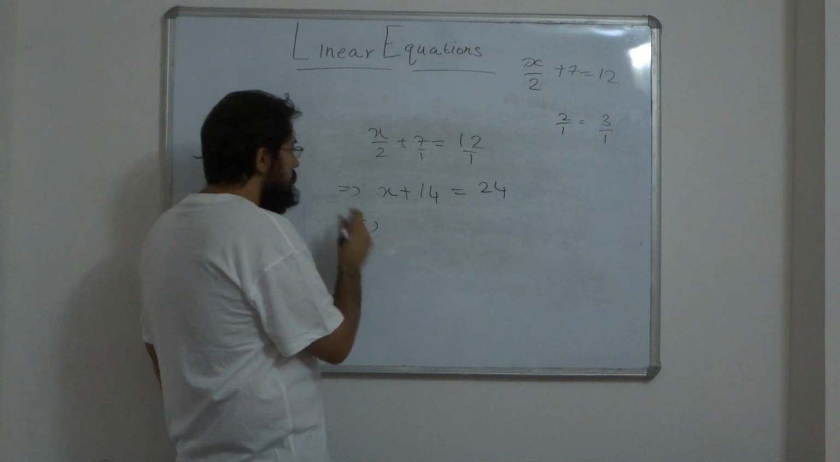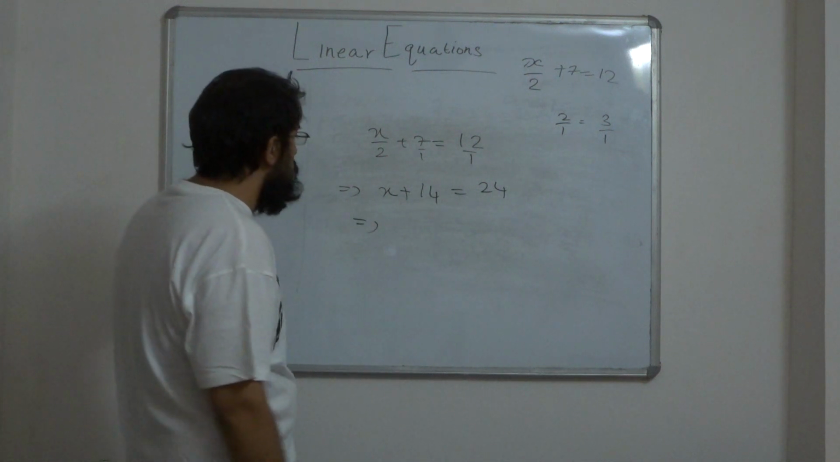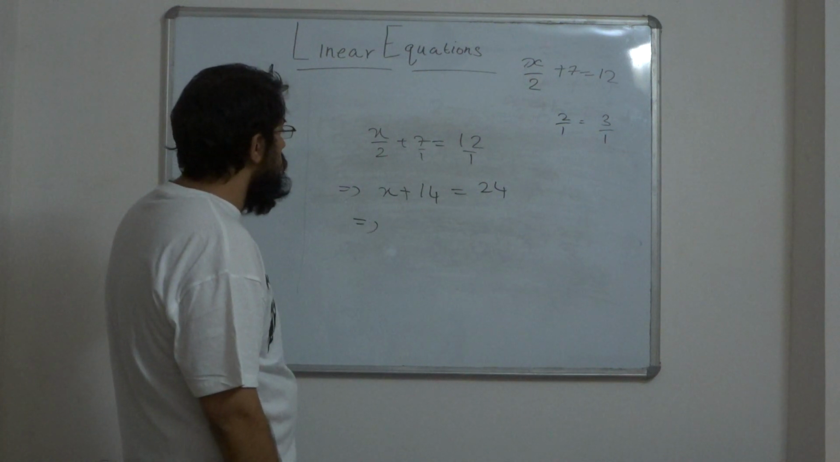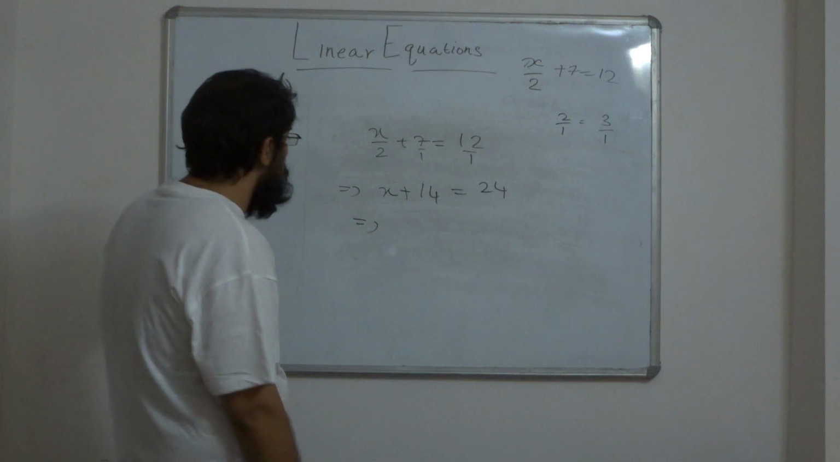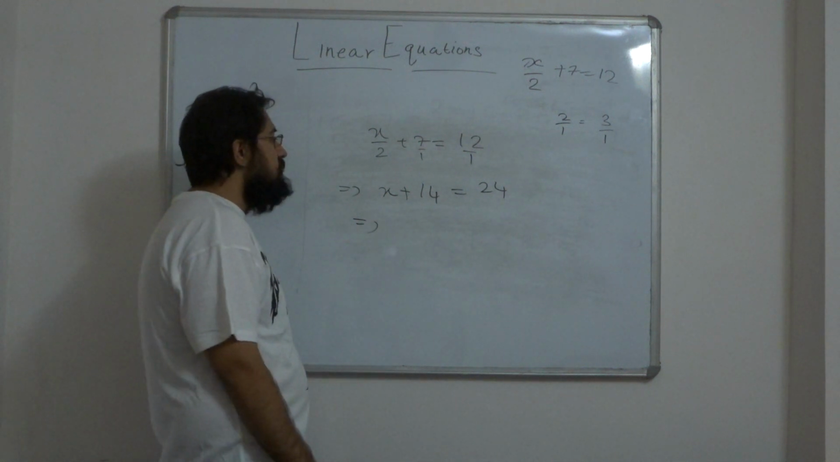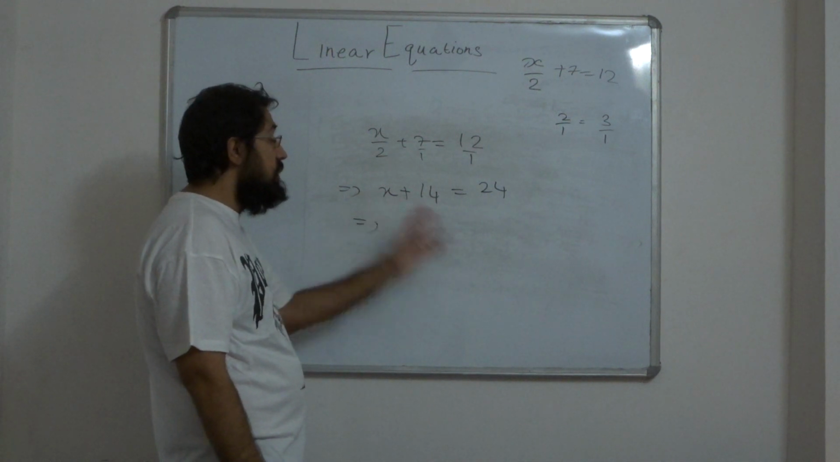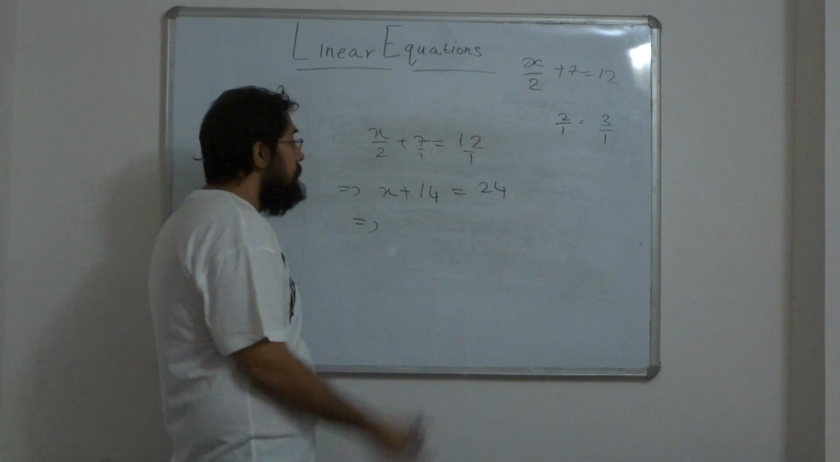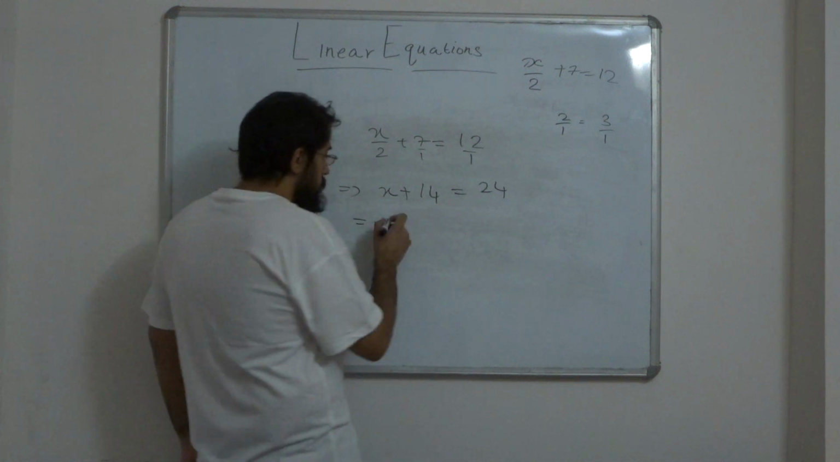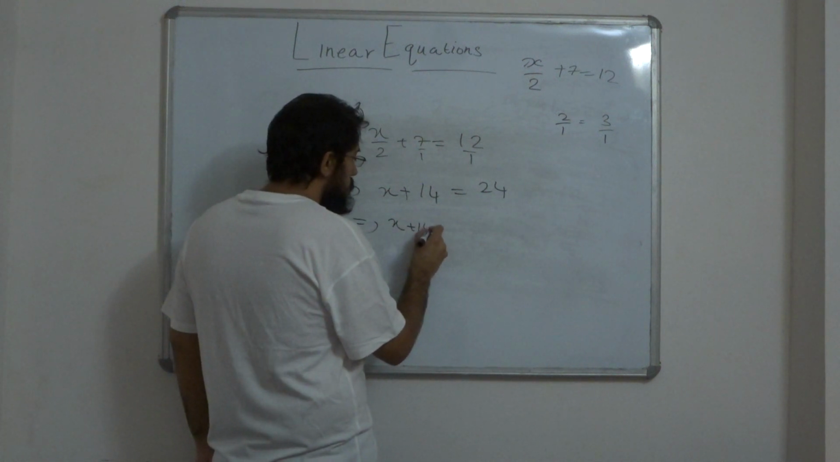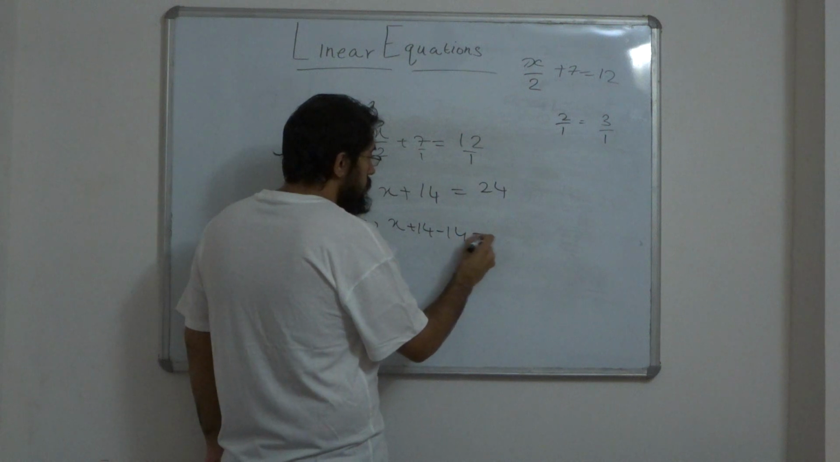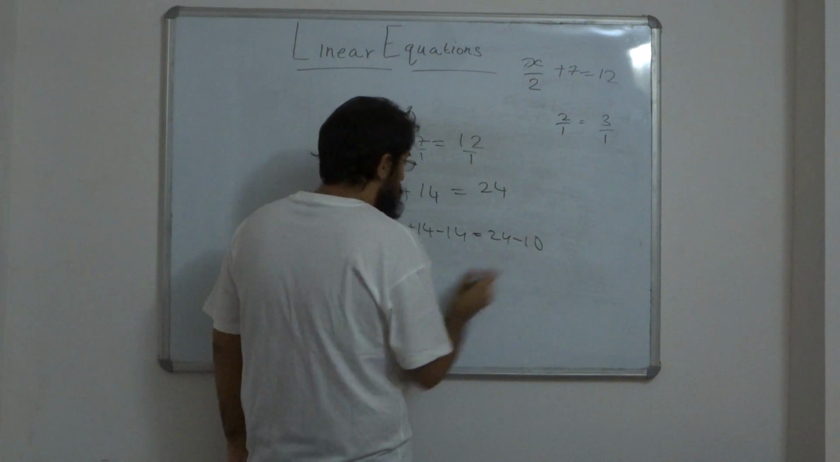And then from here, you already know where to go, guys. I mean, you can obviously solve it by inspection and say x is 10. You can solve it by inspection as well, but you have to prove it. So I'm sure you know where to go from here. So 24 minus 10.